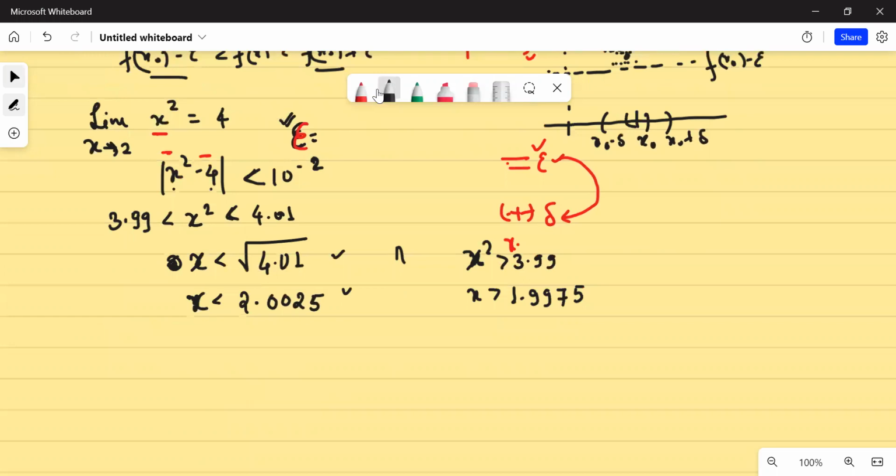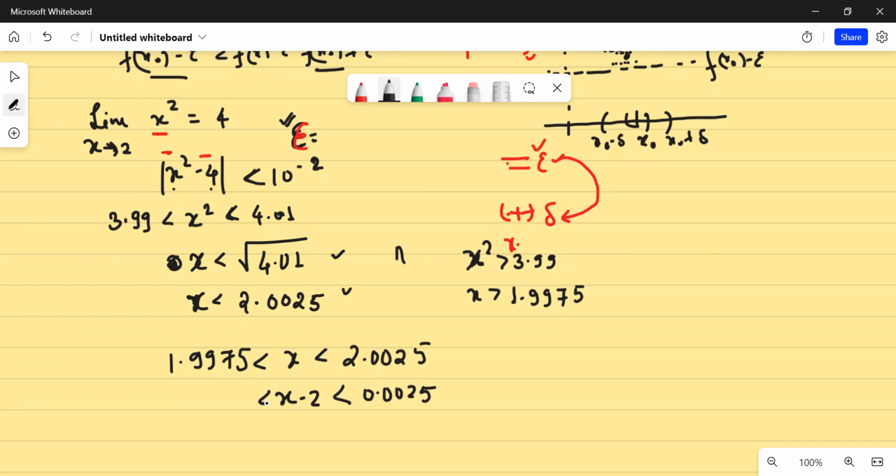Okay, what does it imply? It implies that your x must be less than 2.0025, and it should be greater than 1.9975. Is that clear? And if I want to write it in a better way, if x, I'll subtract 2 from both sides. So it is like 0.0025. And here it is again 0.0025.